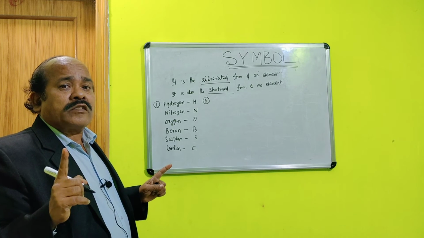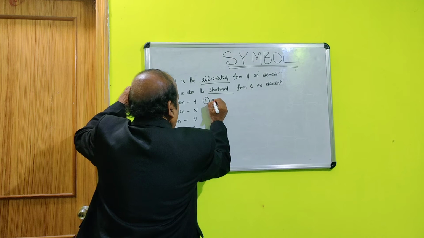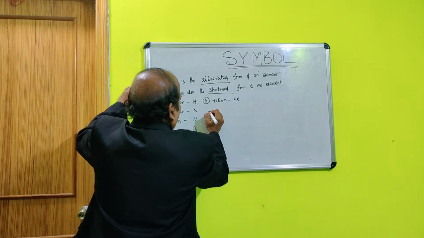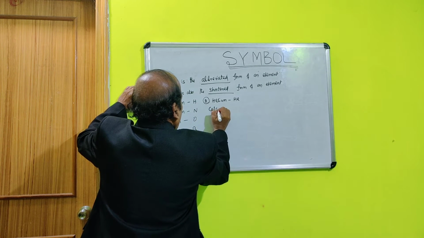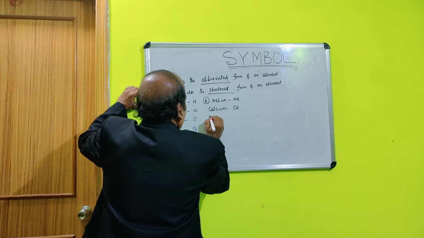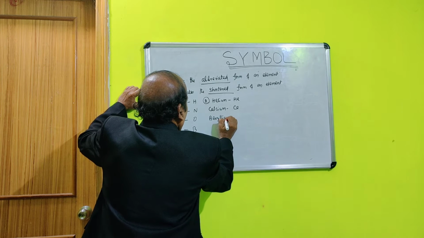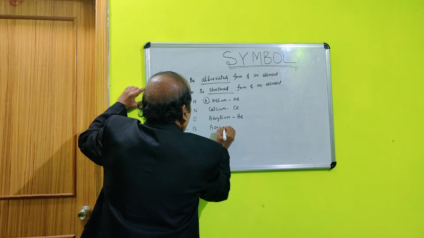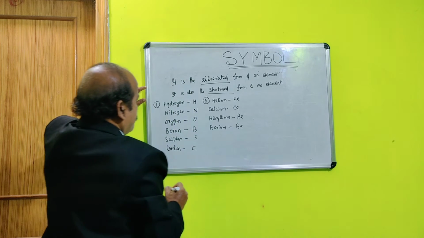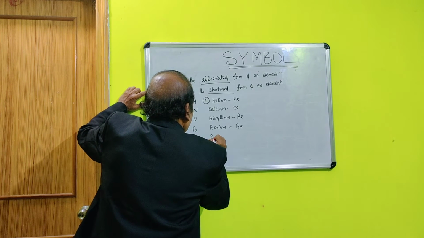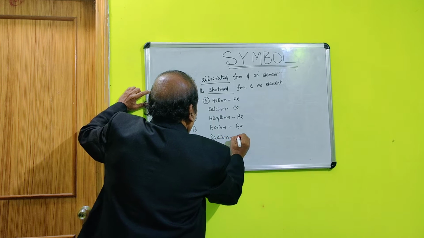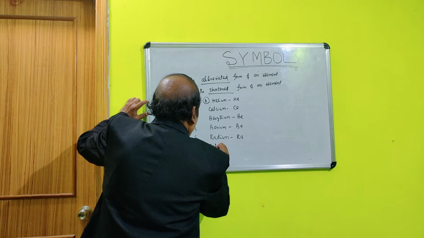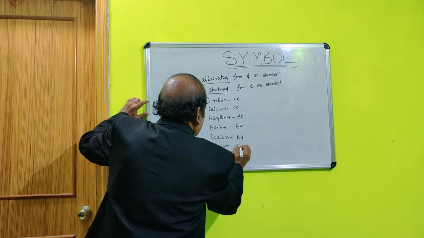by the first two letters of the element: helium, He; calcium, Ca; beryllium, Be; barium, Ba; radium, Ra; selenium, Se, like that.